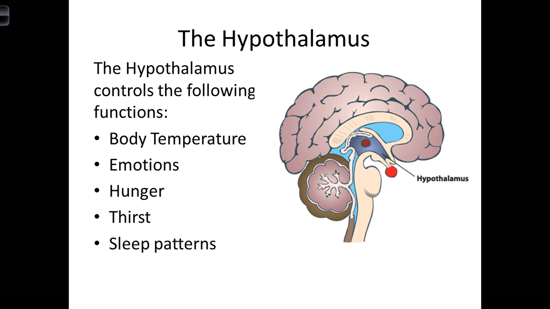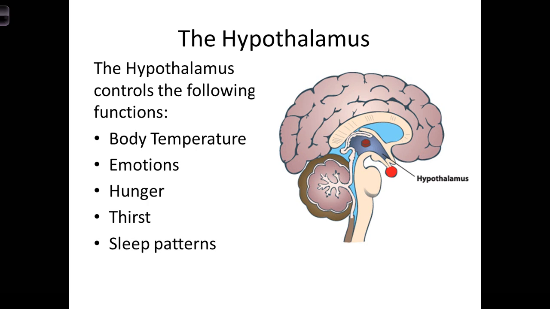Now, the hypothalamus is kind of the junction between our electrical system, our nervous system, and our hormone system, the endocrine system. And so it controls things like body temperature, emotions, hunger, thirst, and sleep patterns. Things that ultimately have a hormonal component. So hormones affect our emotions, hormones affect our hunger and thirst levels. Things like insulin affect our blood sugar. Sleep patterns, there are sleep hormones that circulate through our blood and spike at certain times.